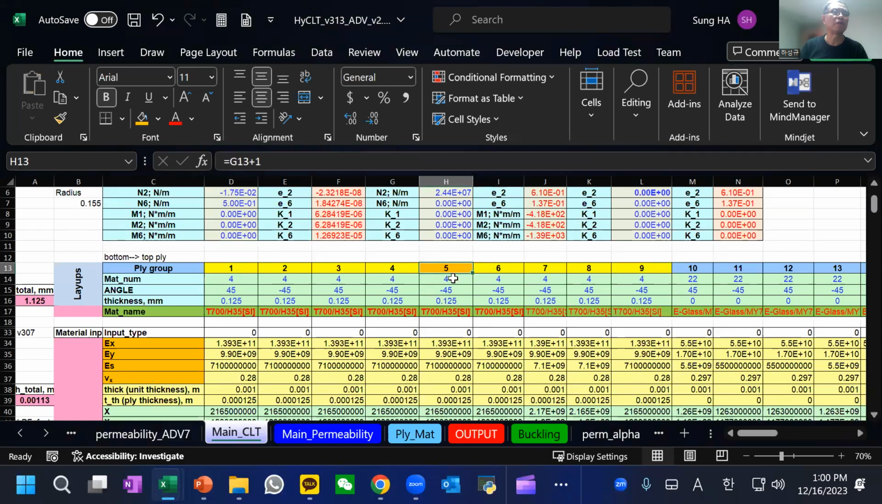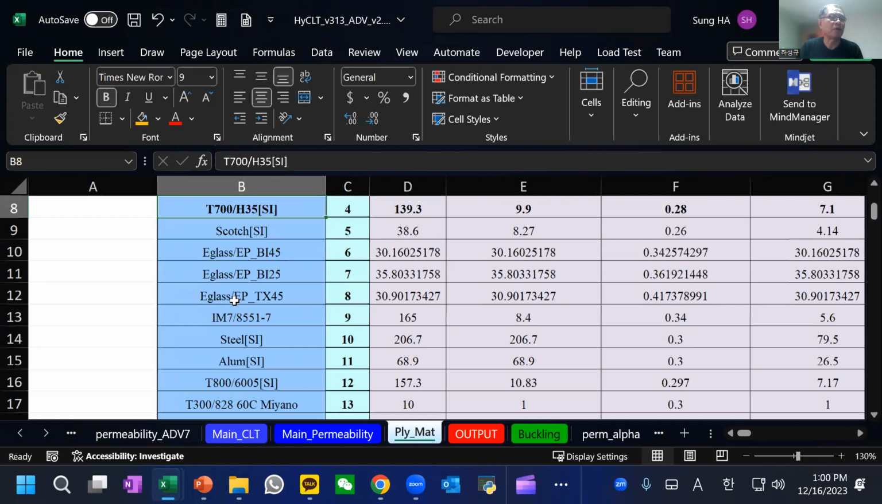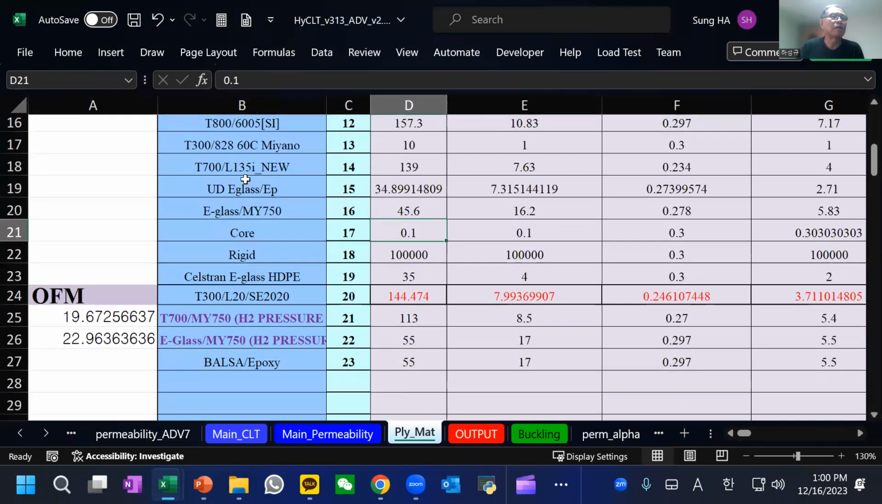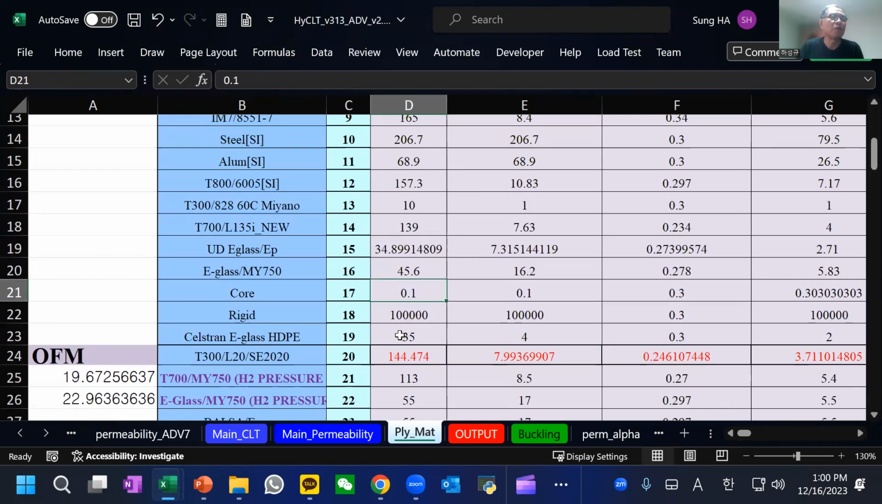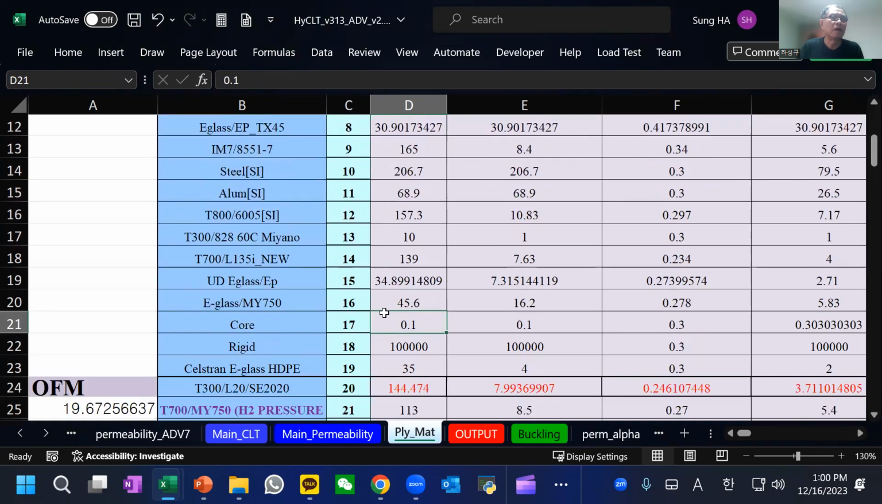And then what you need to do is choose the core material. To do so, we need to define a core here. Let's see if there is any core. There is a core there. So core number is 17. And now please pay attention to the stiffness of the core. So 0.1 gigapascal, but as you can see, compared to others, very small. This is a real stiffness. 0.1 giga means 100 megapascal.